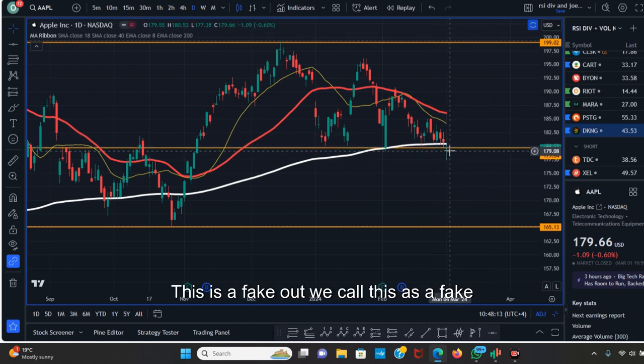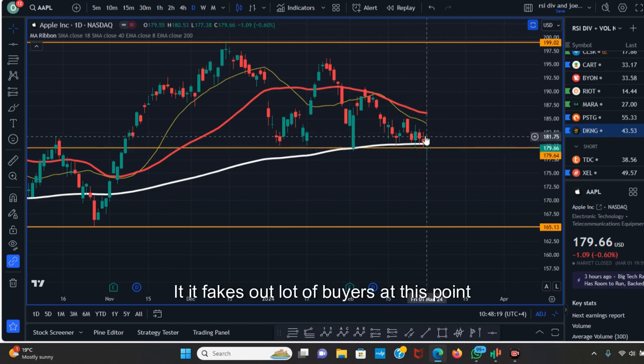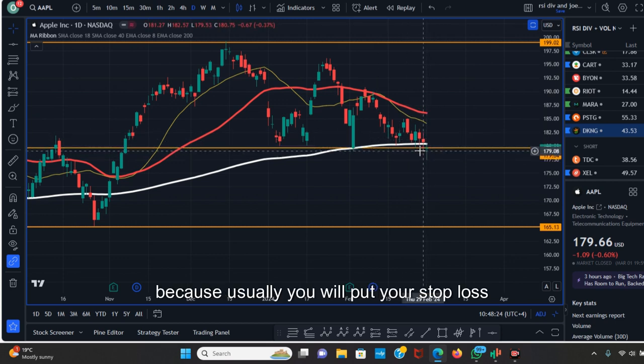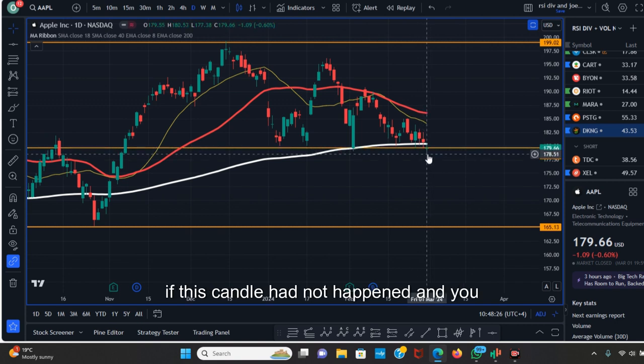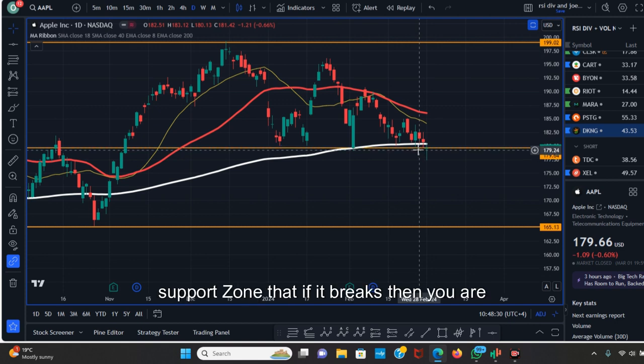This is a fake out. We call this a fake out, where the price fakes out a lot of buyers at this point, because usually you will put your stop loss, if this candle had not happened, under this support zone, so that if it breaks, then you are out of the trade.